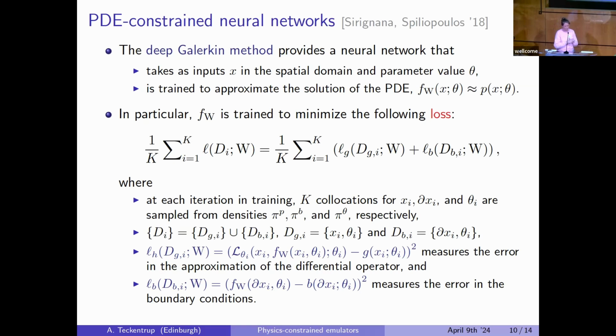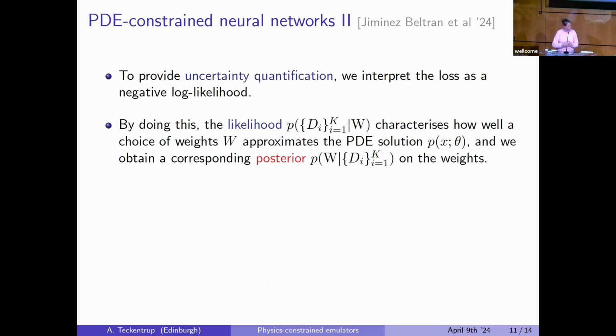So that's why we sample different points in the interior where we enforce the PDE, and then on the boundary where we enforce the boundary conditions that we have. Okay. So that is the original method, which already gives you the PDE constraint. So our contribution was to provide the uncertainty quantification.